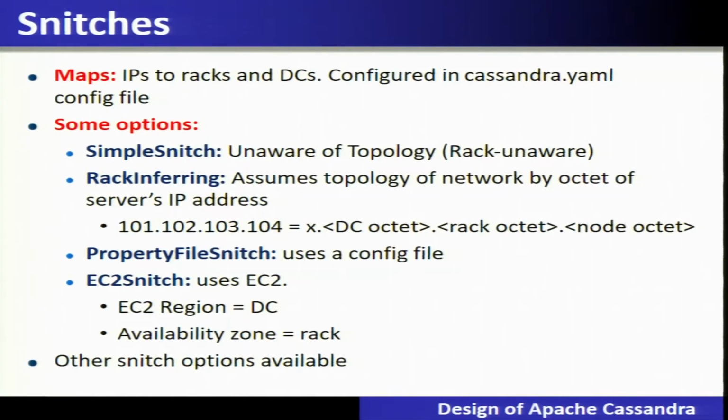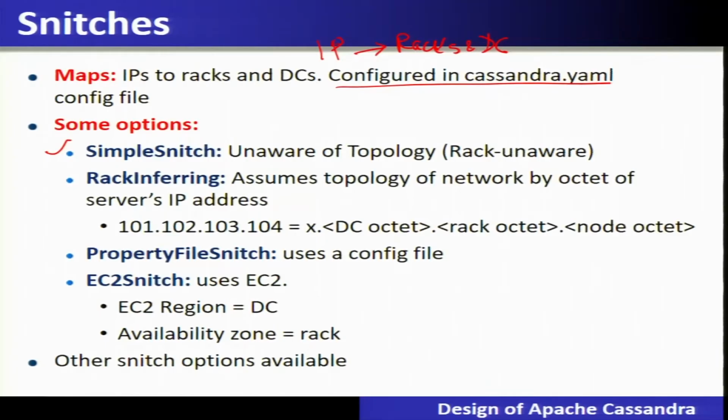Snitches means the map from IP to the racks and data center. This is the next level of mapping which is needed, from IP addresses to the racks and data center. So let us see how that is done in Cassandra. This kind of mapping is configured in a configuration file called cassandra.yaml. Some options are there for the snitches. The first is called simple snitch, which is unaware of topology, that is, a rack unaware snitch.